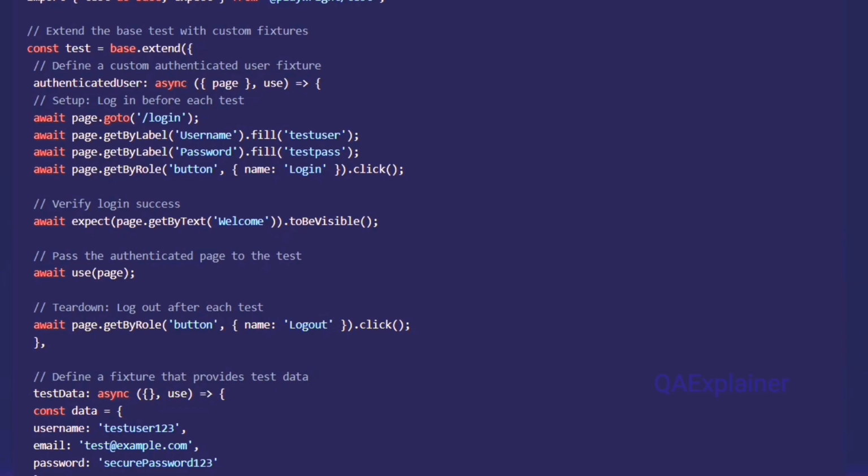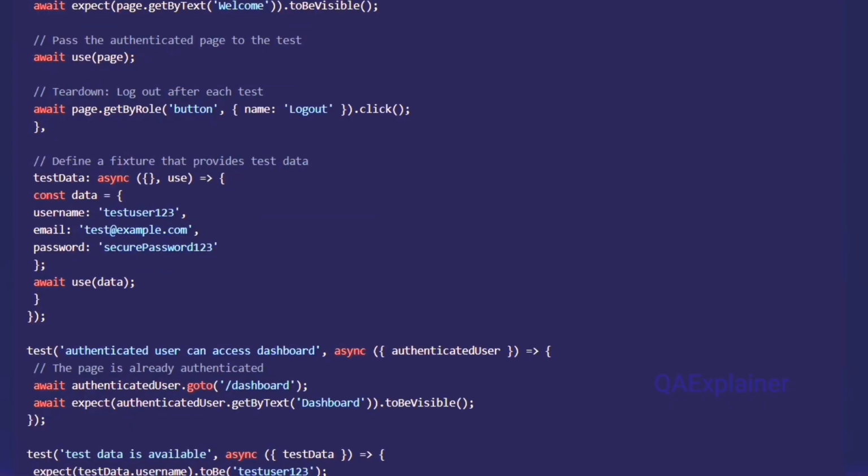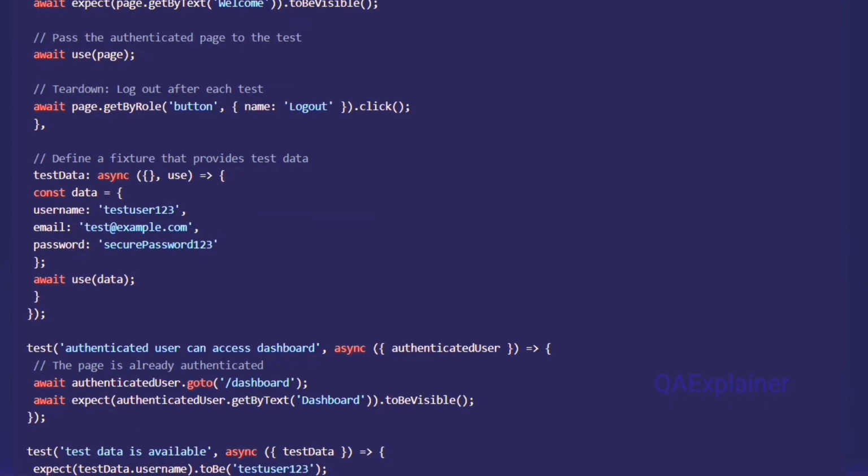Once it is done, I can check whether my login page is visible or not, and then I can use that page by authenticate, pass that authenticate, and then log out. So this is a very simple thing. And whatever test data I am defining, I can define here.